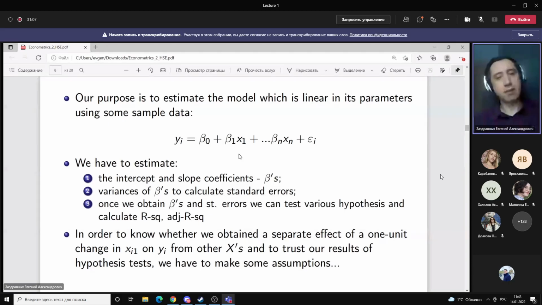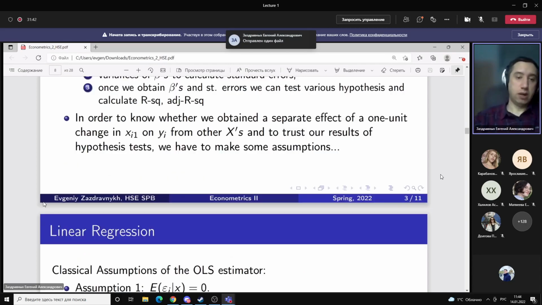So why do we need assumptions in linear regression? In linear regression, we make these assumptions to show that we can trust our results. And you know that in linear regression we have many assumptions, much more than in a simple t-test or in ANOVA. Well, and what are these assumptions?